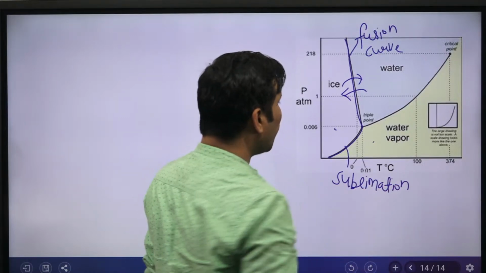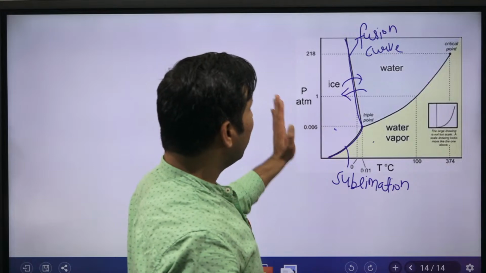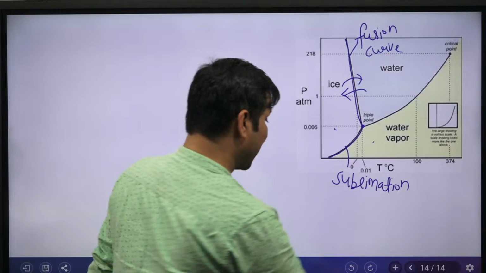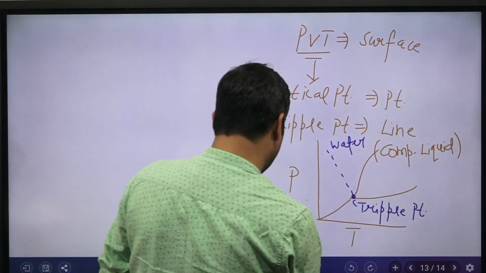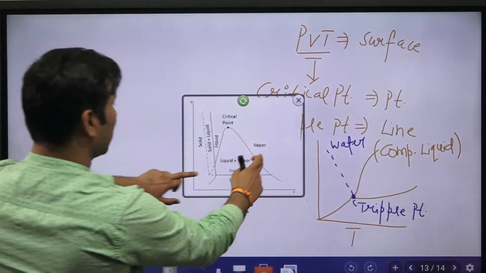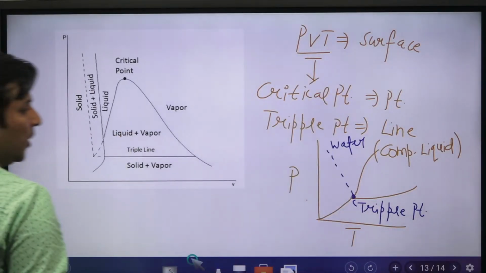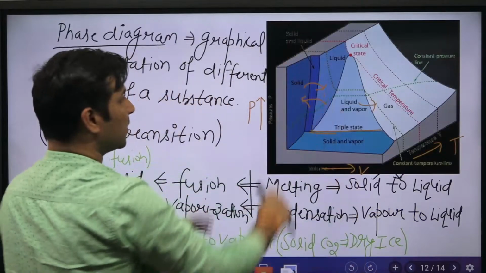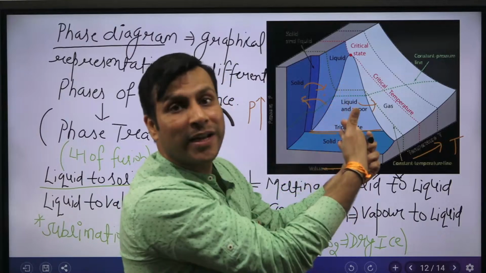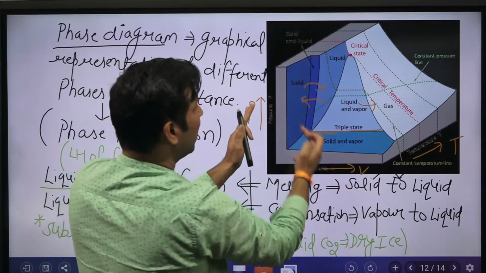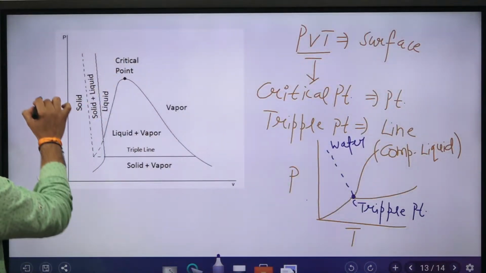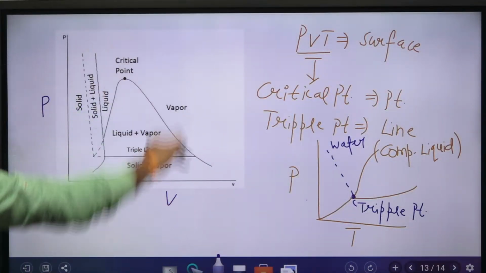What I told you, guys, is that if you are representing a PT diagram, you have the triple point as a point only. But if you draw the PV diagram, the PV diagram will be something like this, guys. If you observe this, this is pressure, this is volume. How to observe this diagram? You will observe from this side. So what you will get is this line, this line, this curve. So this is the PV diagram for water.